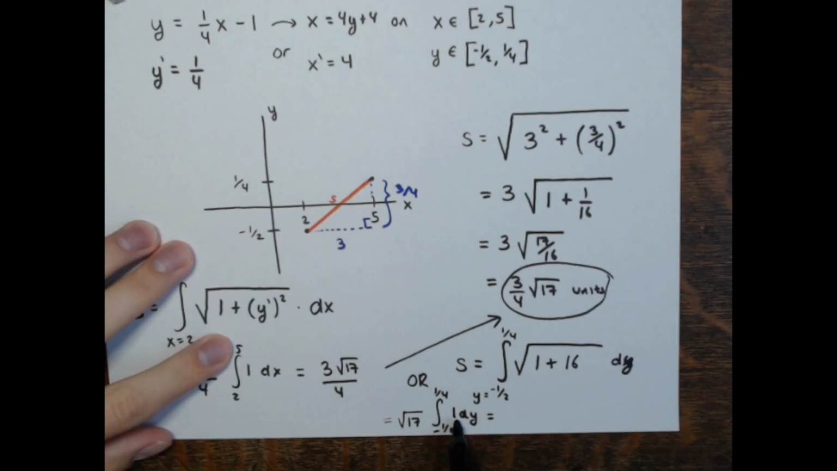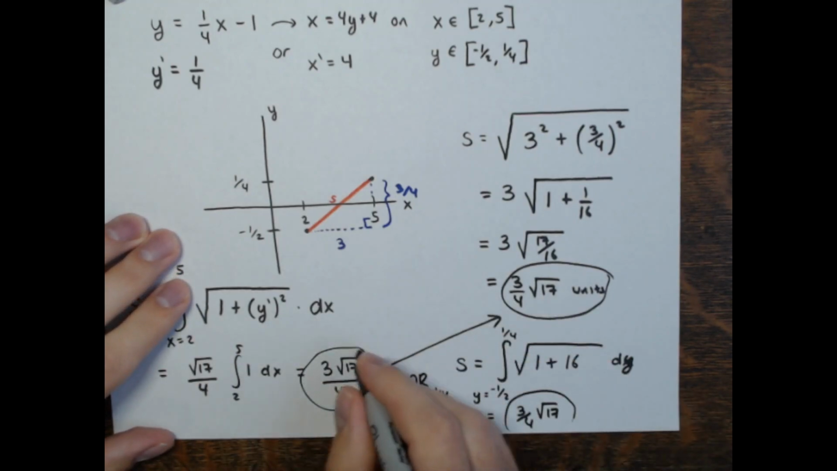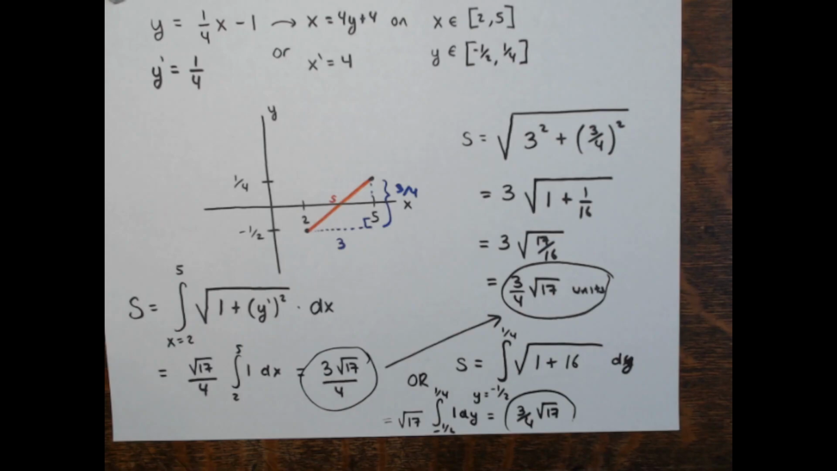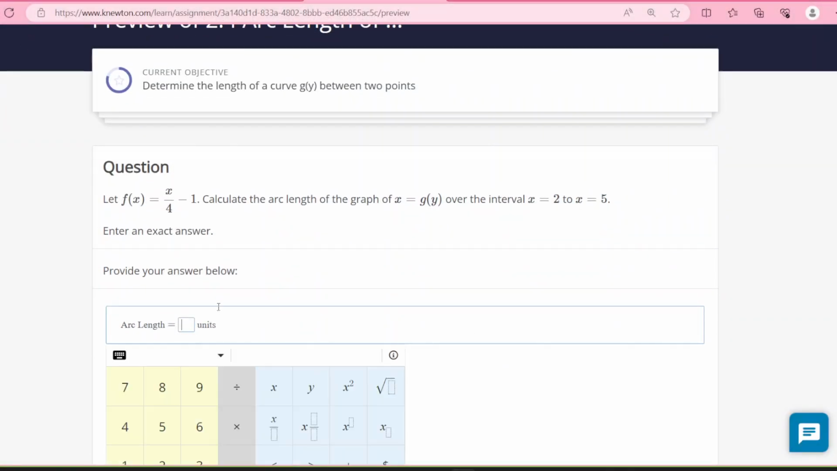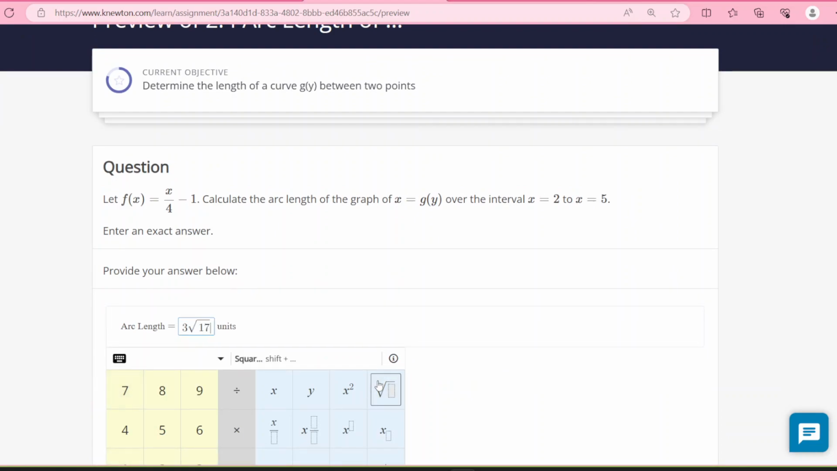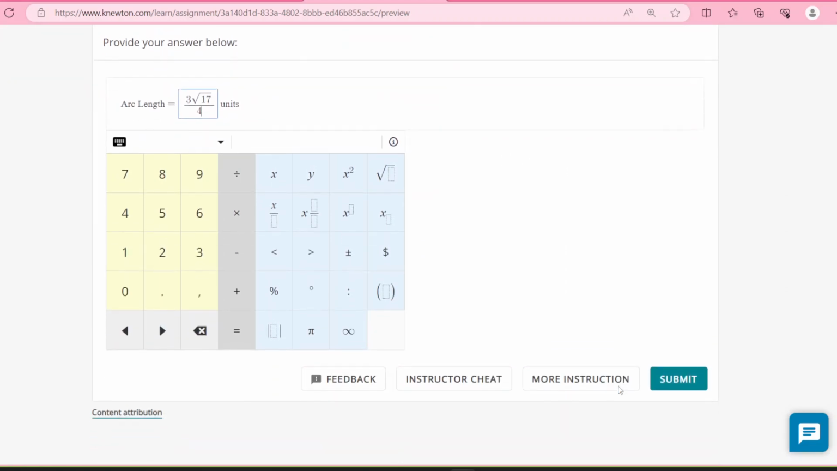And that would just be y. Then you do 1/4 minus negative half, which is 1/4 plus a half, 1/4 plus 2/4, that's 3/4. 3/4 times the square root of 17. So either way you do it, we get 3/4 times the square root of 17 units. So the arc length is 3 times the square root of 17, all divided by 4.